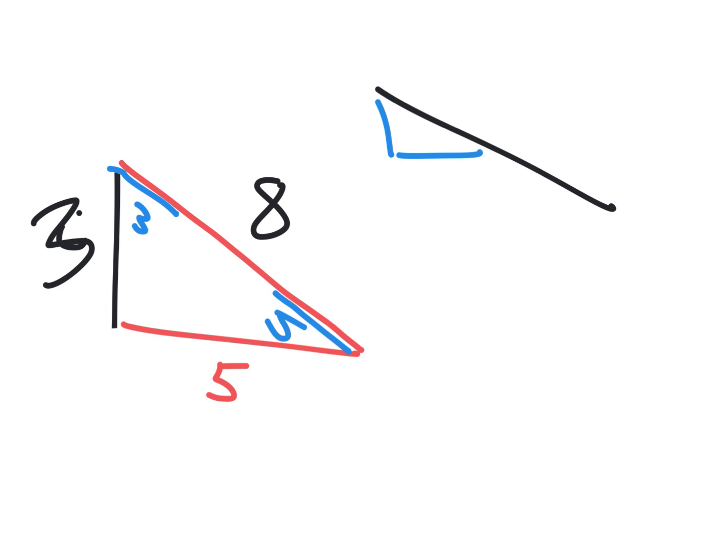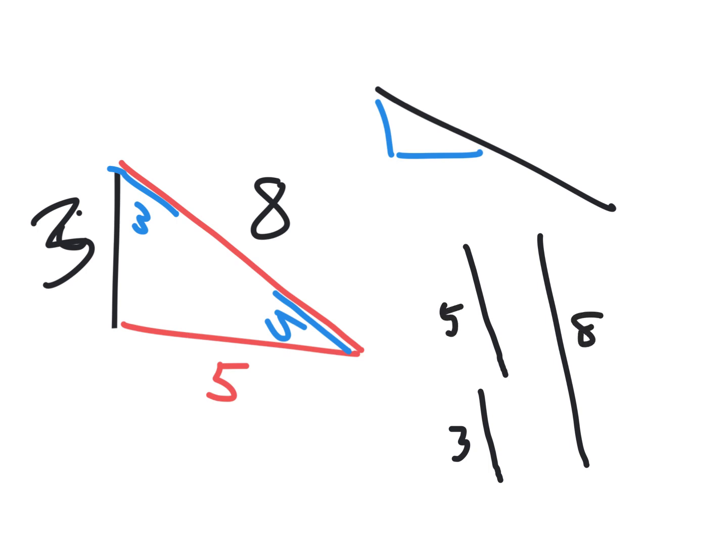Would it even make a shape anymore? If I had one that was 8 units long, one that was 5 units long, and one that was 3 units long, could those 3 be put together to make a triangle? No, they couldn't. All right. So what does that tell you? This is 3, and this is 5, and this is 8.